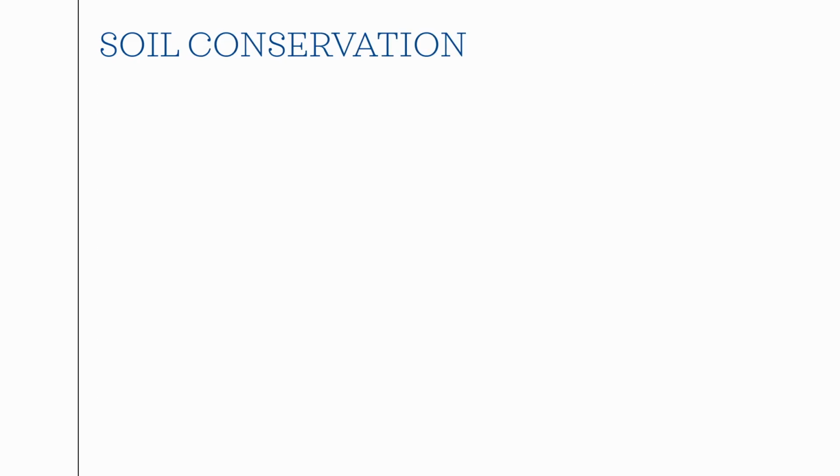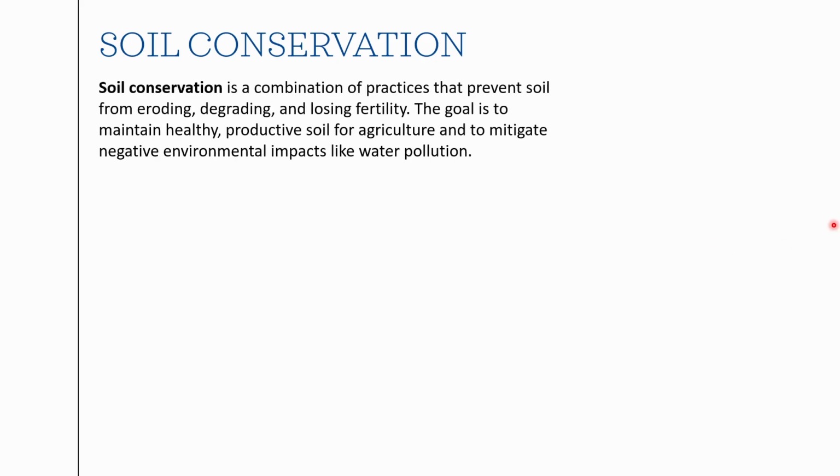So what can we do to help with this problem? How can we reduce this erosion concern? Well, soil conservation is a practice of trying to prevent that. It's trying to prevent soil erosion, the degrading, and the loss of soil fertility. And the idea is we want to have plenty of soil to grow our crops, our food that we need. So what are some methods that we would do to promote soil conservation?